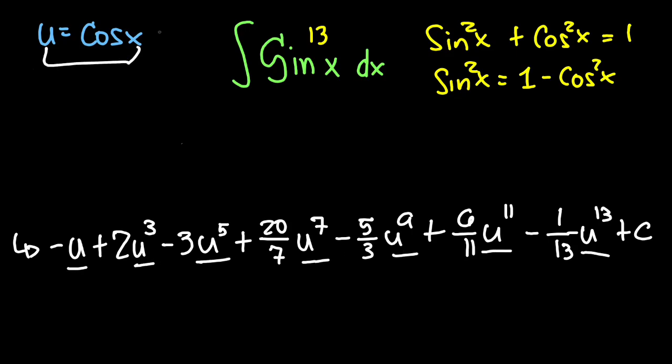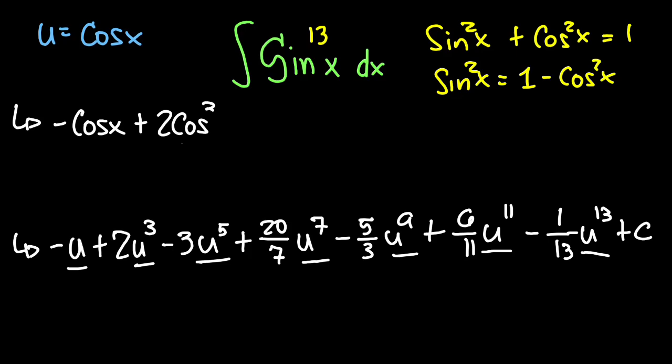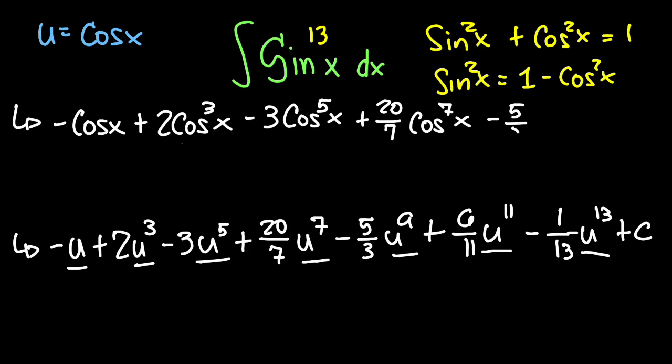into cosine of x. And for your final answer, the integral of sine to the power of 13 of x would be equal to negative cosine of x plus 2 cosine cube of x minus 3 cosine to the power of 5 of x plus 20 over 7 cosine to the power of 7 of x minus 5 over 3 cosine to the power of 9 of x.